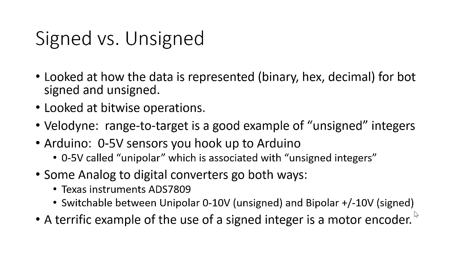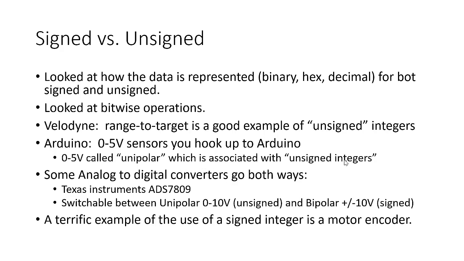So in summary, in the signed versus unsigned, we looked at how the data is represented, binary, hex, and decimal for both signed and unsigned. We looked at bitwise operations. That was very important. Then we took some examples. We looked at the Velodyne range to target. For the Velodyne, that's the LiDAR, the laser rangefinder, and that looked like an unsigned example. Then we looked at unipolar sensors connected to an Arduino and thought about that.